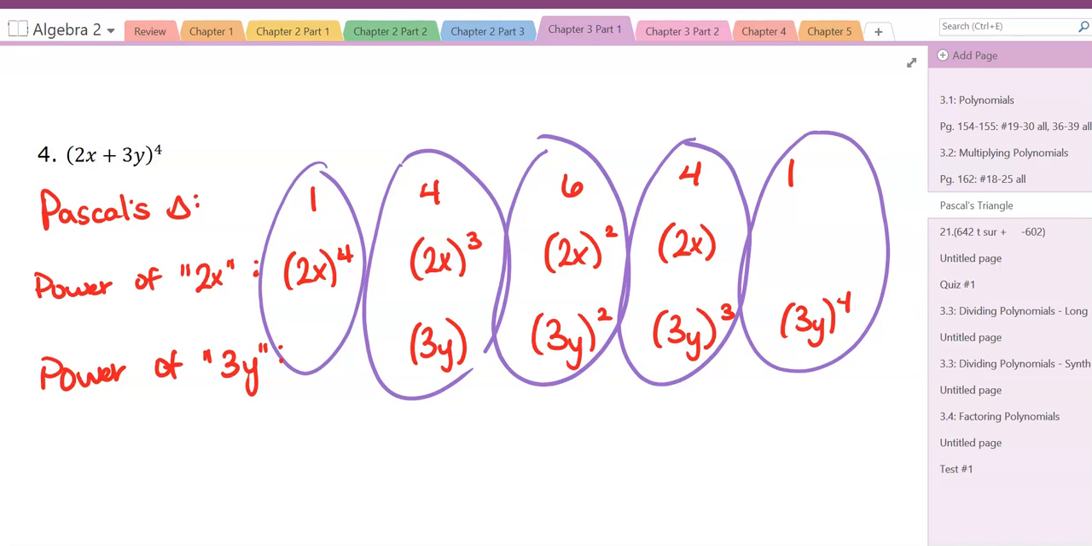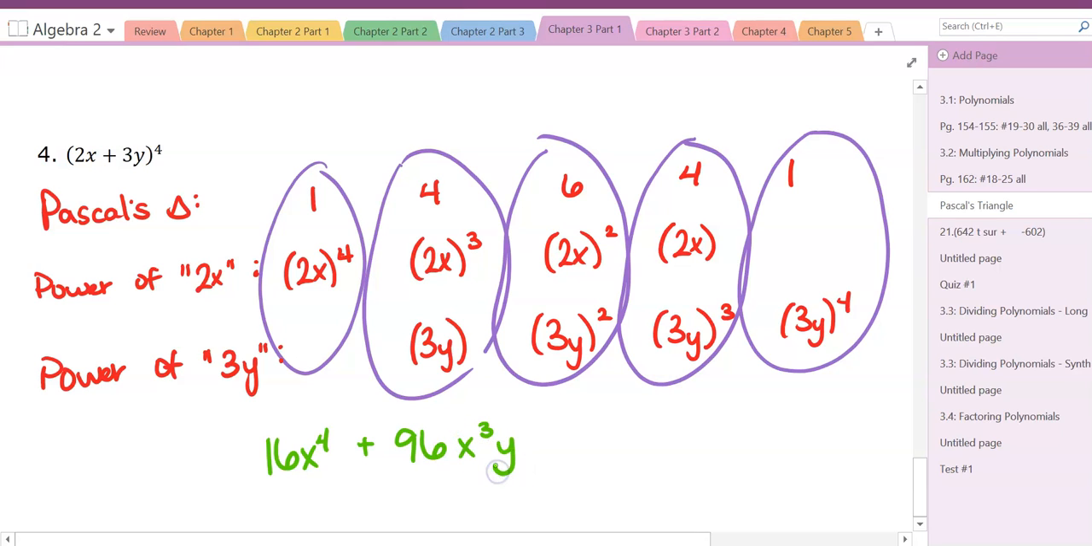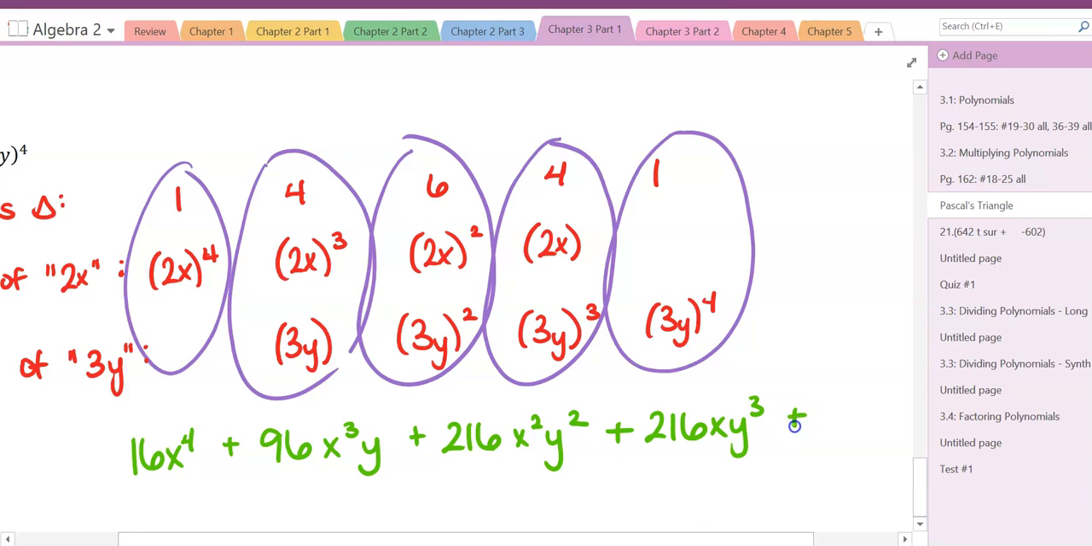So the first one should have said 16 x to the 4th. Next should say plus 96 x to the 3rd y. Next one says 216 x squared y squared. Plus, next one is also 216, should be xy to the 3rd. And then the last term should be 81 y to the 4th.